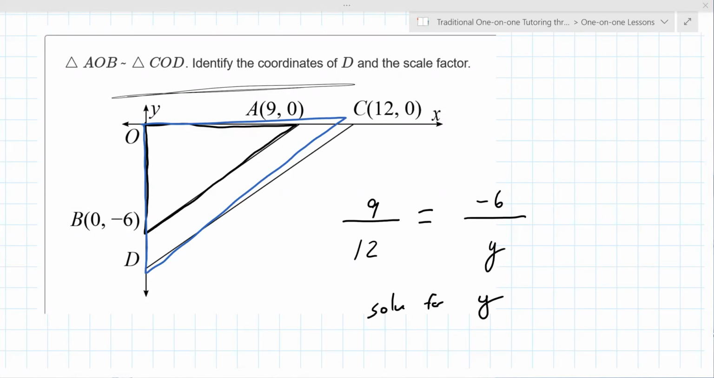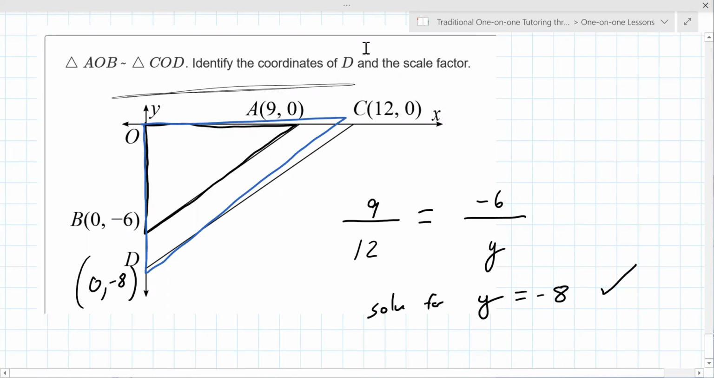All right. I get y equals -8, but in this case, it would just be +8. Well, no, it's -8 because you're going down. Oh, great. Okay.